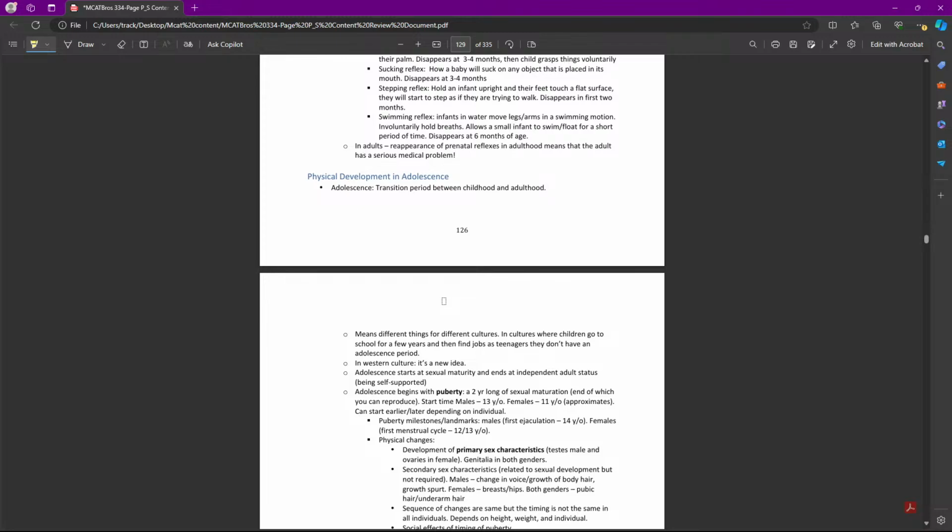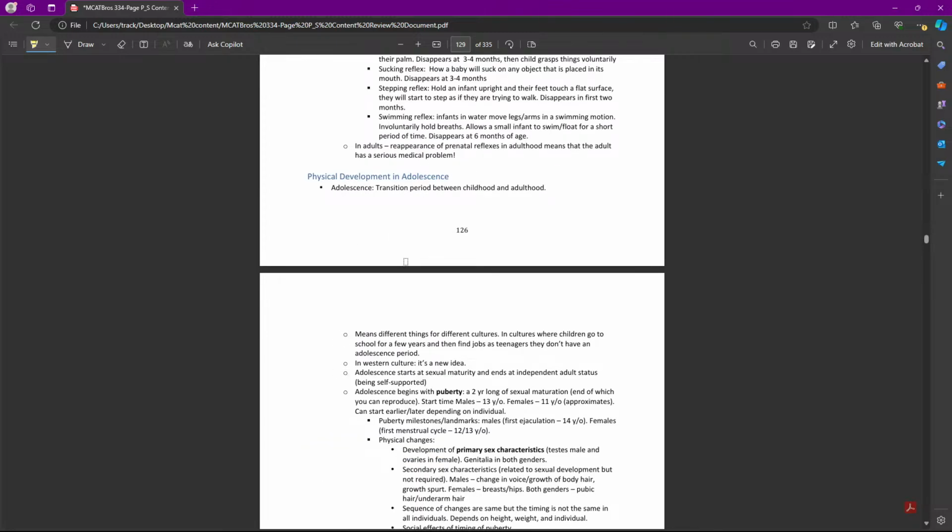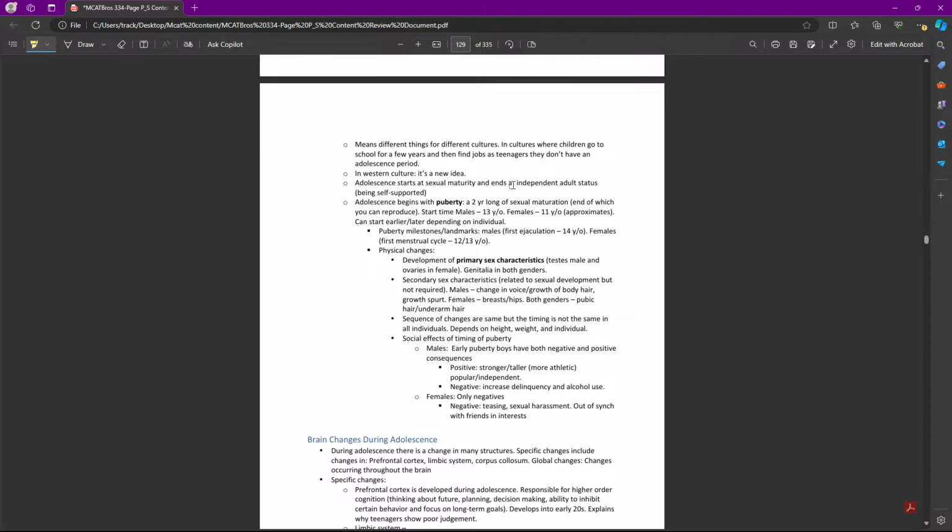Physical development in adolescence. So adolescence is that transition period between childhood and adulthood. I might be going through this fast because I took child psychology last summer, so it's pretty fresh. It means different things for different cultures. In cultures where children go to school for a few years and then find a job as teenagers, they don't have an adolescence period. In Western culture, it's a new idea. It starts at sexual maturity and ends at independent adult status, being self-supported.